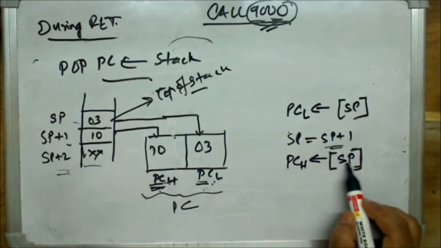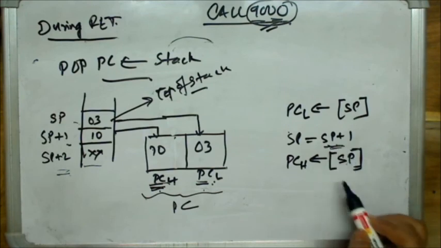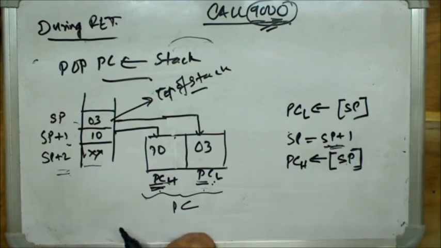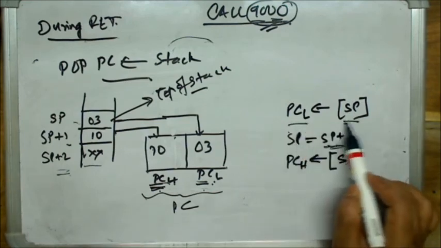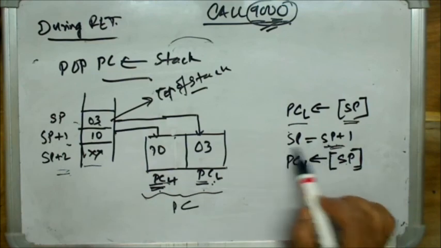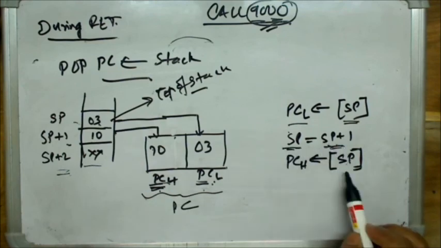That is, SP means the address pointed by SP plus 1. Fine. I hope you understood. First PCL will get the data pointed by SP. Then SP will be incremented by 1. So SP gets a new address.